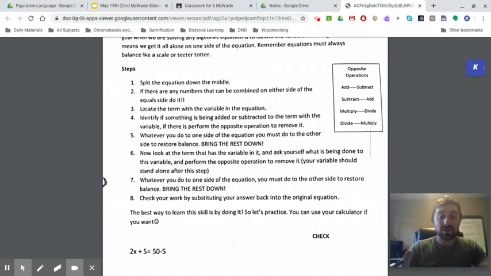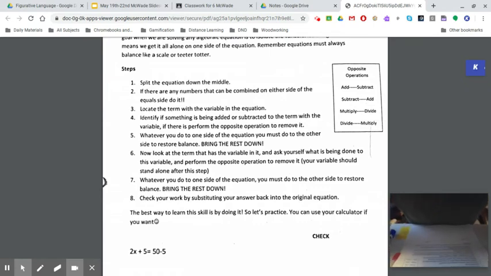Now, obviously, the best way to learn this skill is by doing it. So let's practice doing that. I will plug in our camera here. There we go. Sorry.